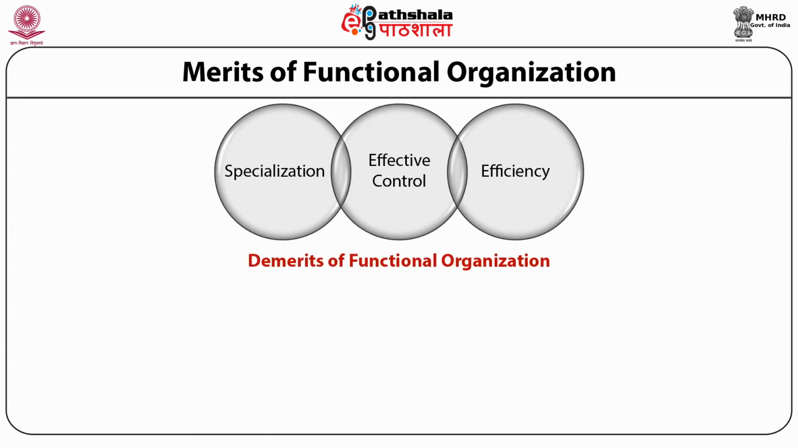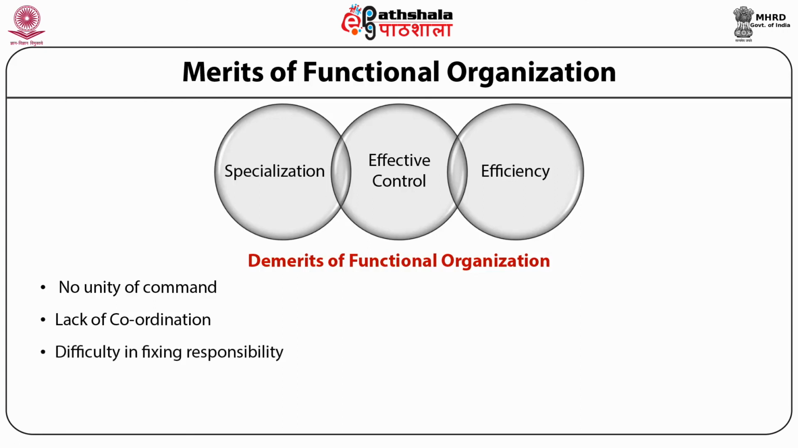Now, the demerits of functional organization. First is no unity of command. The biggest demerit in functional organization is that unity of command is not observed in this kind of organizational structure. Employees in functional organization receive orders and instructions from three authorities. Thus, unity of command gets disobeyed. Second is lack of coordination. Disciplinary control becomes weak as worker is commanded not by one person but a large number of people. Thus, there is no unity of command and hence no coordination could be achieved.